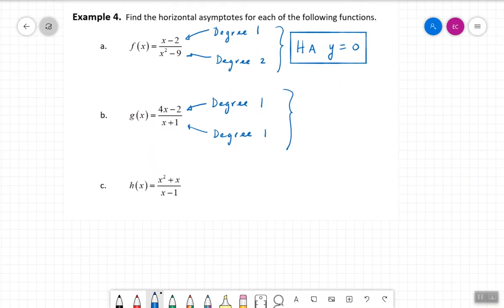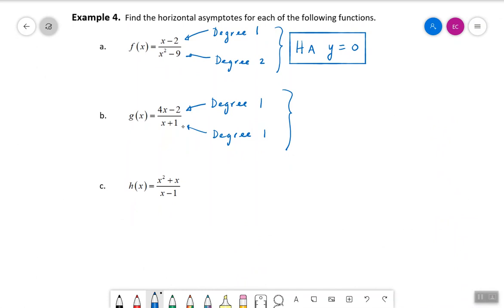So, more good vocabulary. What's the leading coefficient in the numerator? It's the coefficient on the highest power of x. So here's x to the first. The coefficient is 4. So we have a horizontal asymptote whose numerator is 4, and denominator is the coefficient on this x. It's 1. It's 4 over 1, or just 4. So let's write horizontal asymptote at y equals 4. Okay, one more example.